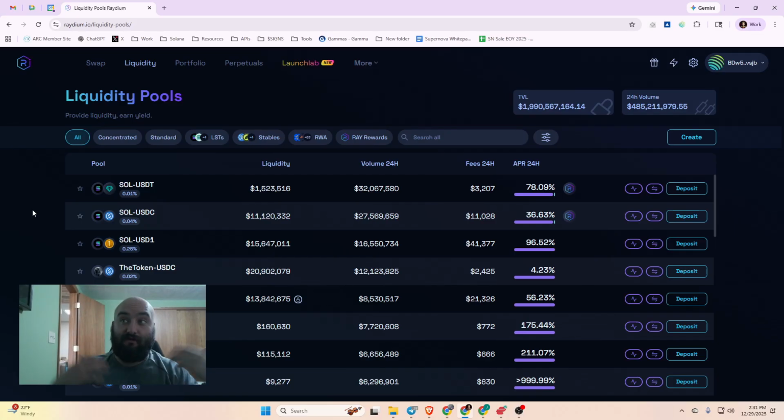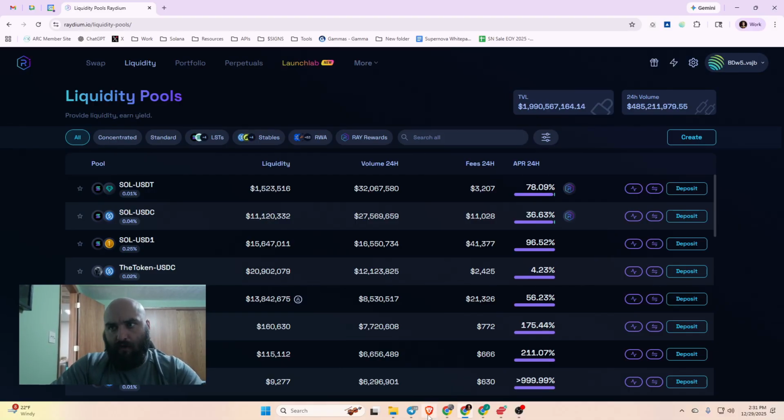So this is a strategy that I've used before. I did it mostly with Troll, whenever Troll was popping off. But it's something that I've used multiple times, not necessarily just with meme coins, but I find that you can do it pretty easily with memes because oftentimes they have a lot of volatility. They have a lot of volume that goes through them. But let's go ahead and get into it.